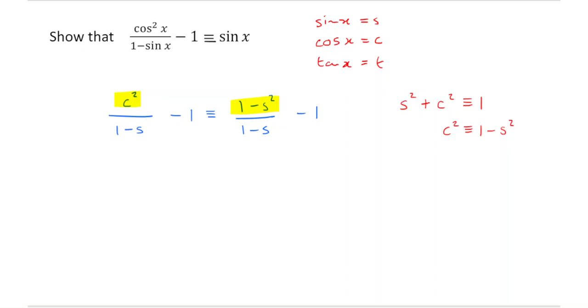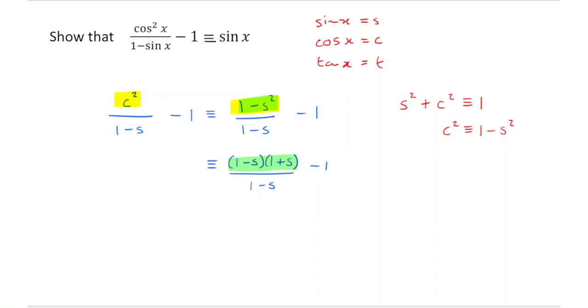Now there are a couple of different ways to do the next step, but I'm going to show you a trick that you're probably going to come across quite a lot. If you've got 1 minus sine squared, you can actually rewrite that as 1 minus sine times by 1 plus sine. That's a difference of 2 squares. You may have remembered that from some of your algebra. So you can rewrite that as 1 minus sine times by 1 plus sine, like that.